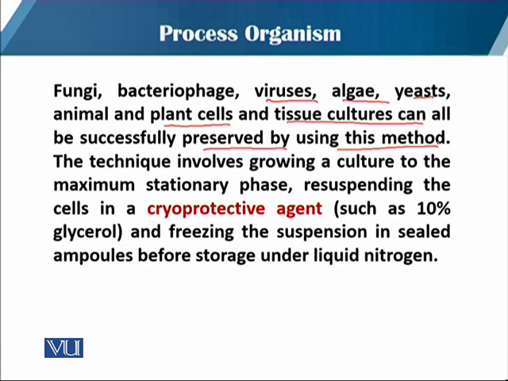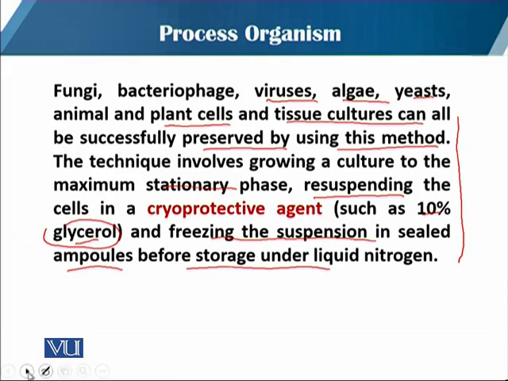The technique involves growing a culture to maximum stationary phase, resuspending the cells in a cryoprotective agent such as 10% glycerol, and freezing the suspension in a sealed ampule before storage under liquid nitrogen. Glycerol is the most commonly used non-solidifying agent, which we call a cryoprotective agent.